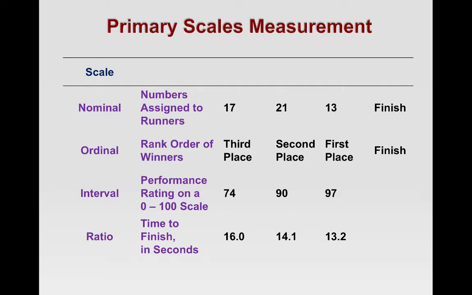Of these, the nominal scale is the most basic and possesses only the description characteristic. The numbers are used only for identifying or classifying the objects under study. In the ordinal scale, the numbers indicate the relative position of the objects, but not the magnitude of the difference between them. The ordinal scale possesses description and order characteristics.